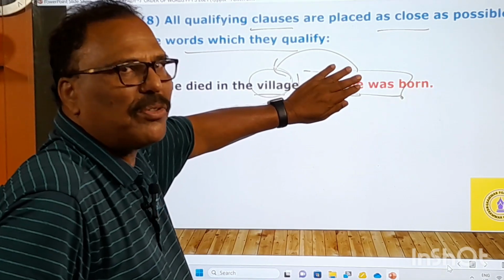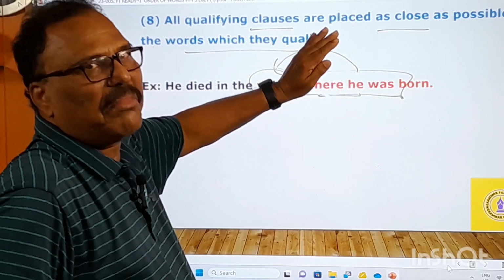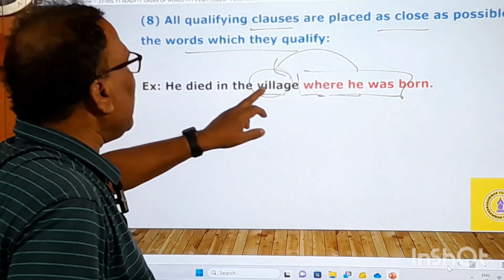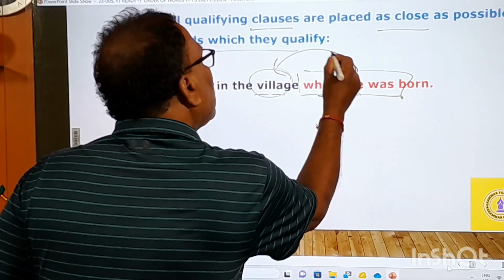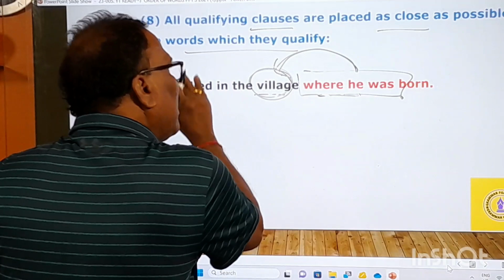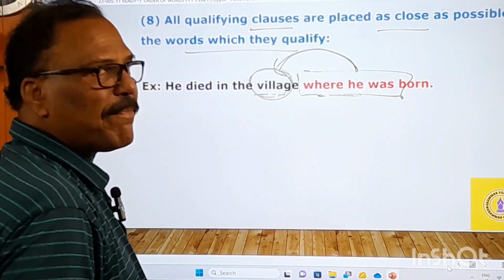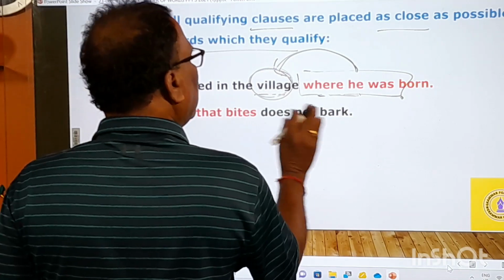What do you understand from that? You don't understand anything. He died in the village. Meaningless. So if I say he died in the village where he was born, what are these words doing? They are all describing this village. This is the village where he was born. The dead person was born. That is right.